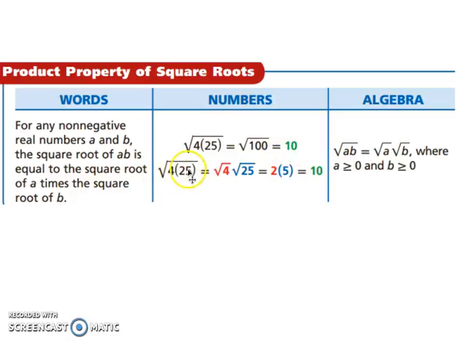So if you had the square root of 4 times 25, you could take the square root of 4 and then take the square root of 25, and you'd still end up with 10. Let's practice.